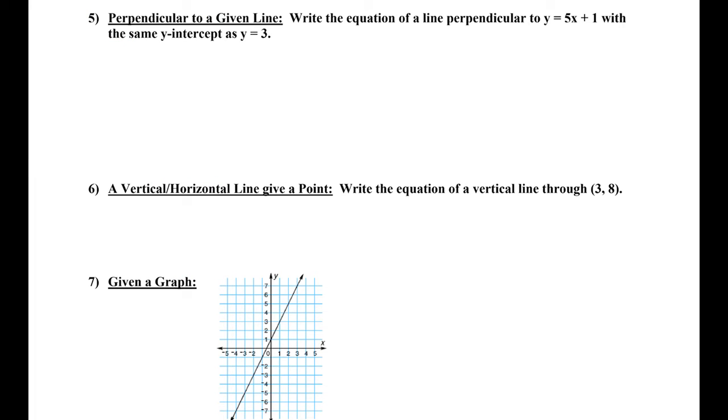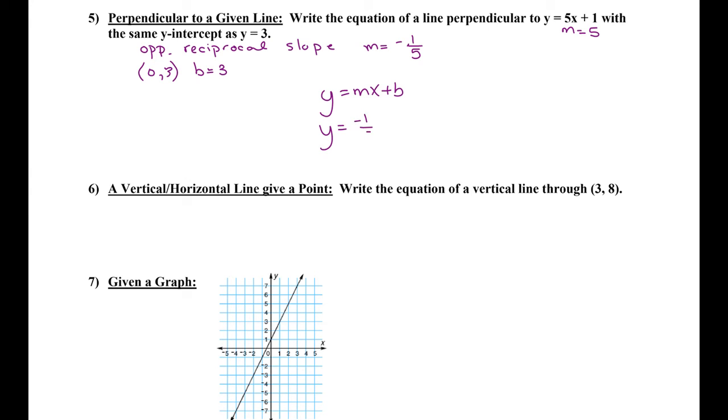Example 5 is similar to example 4. We're writing an equation that's perpendicular to the given line. Because it's perpendicular, we know that it's going to have an opposite reciprocal slope. And because this has a slope of 5, we must use the slope of negative 1 over 5. And it says it has the same y-intercept as y equals 3, while the line y equals 3 has a y-intercept at the point (0, 3), which means my b value is going to be equal to 3. So we have y is equal to negative 1/5 x plus 3.